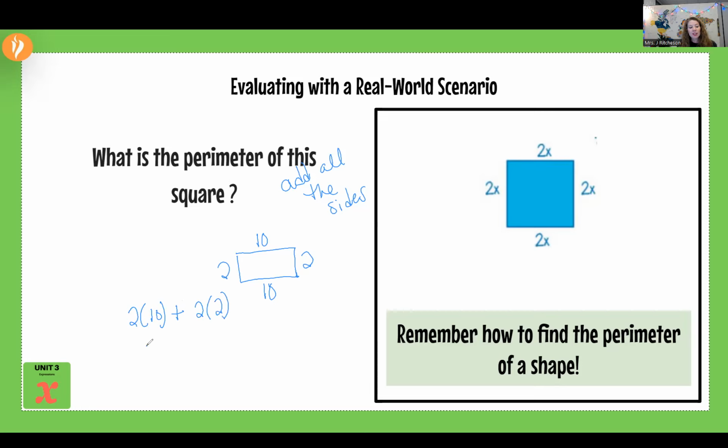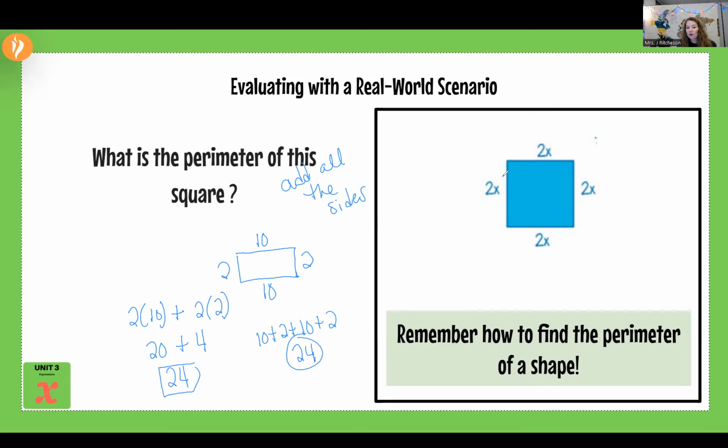So if I double 10, I get 20. And if I double 2, I get 4. So my final answer is 24. All right. A different way to think about it is just go ahead and write out all those side lengths and add them together that way. And either way, we get 24.